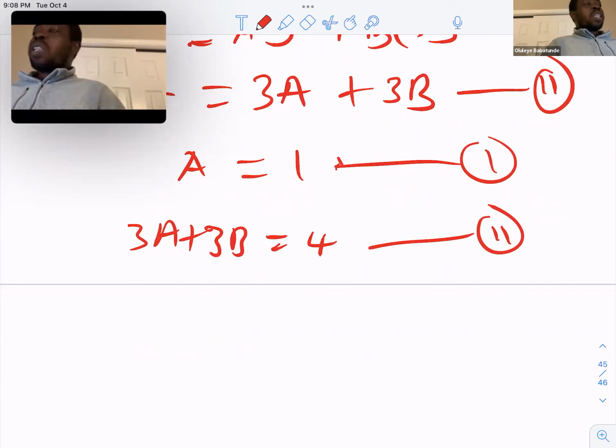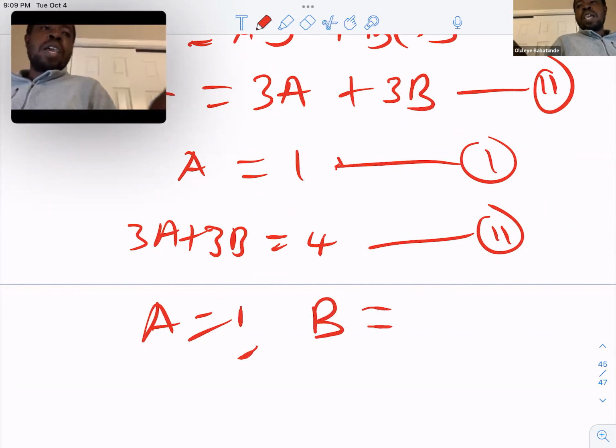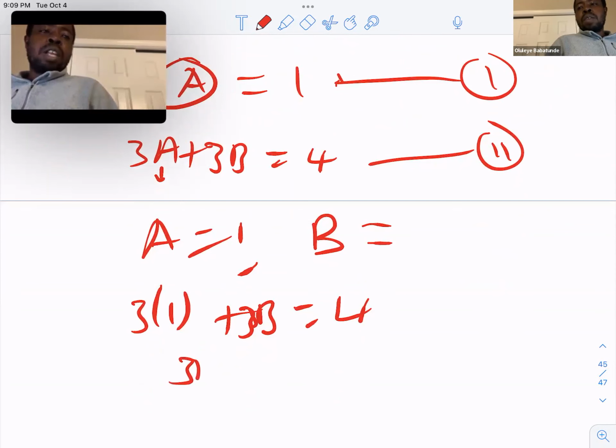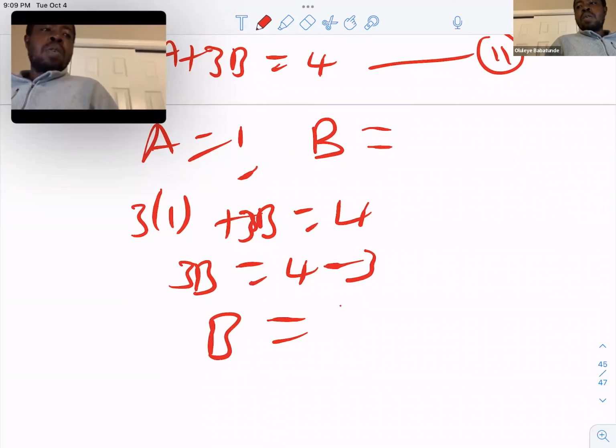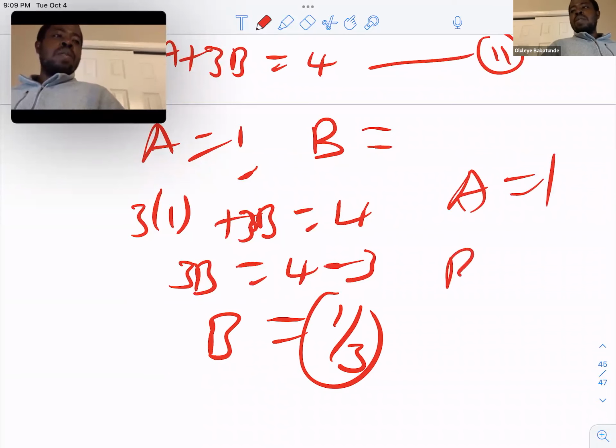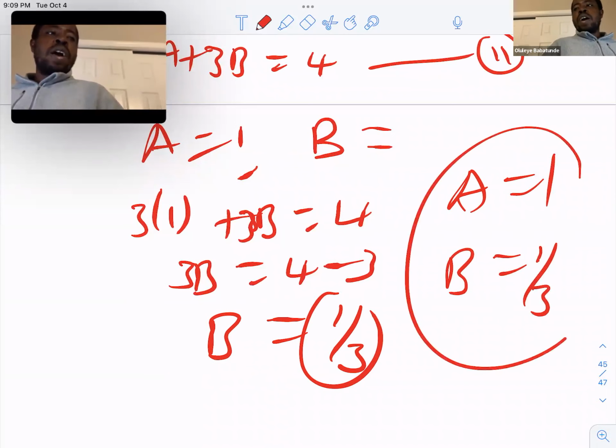If you solve that simultaneously, you are going to have a to be, of course, a is already 1. So a is 1, and b, if you plug in the value of a here, you have 3 into 1 plus 3b equals 4. So I've got 3b equals 4 minus 3. That will give me b equals 1 over 3. So a equals 1, b equals 1 over 3.